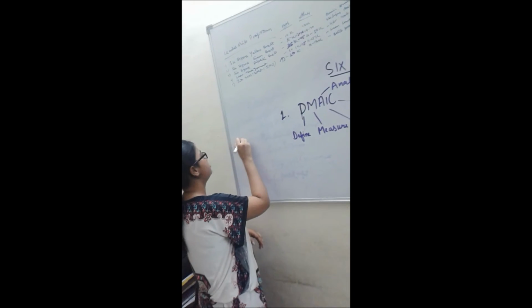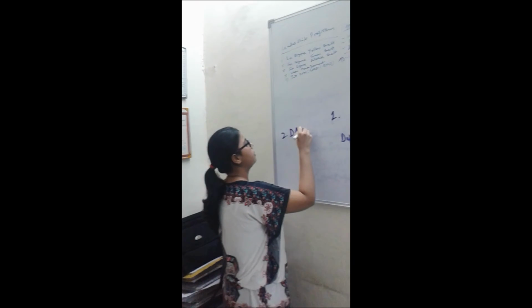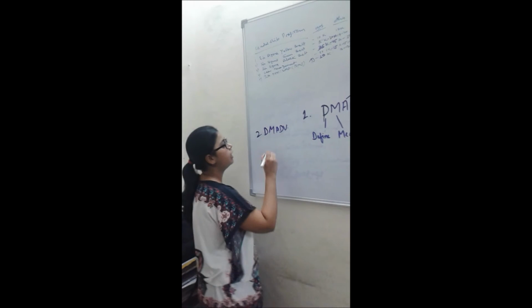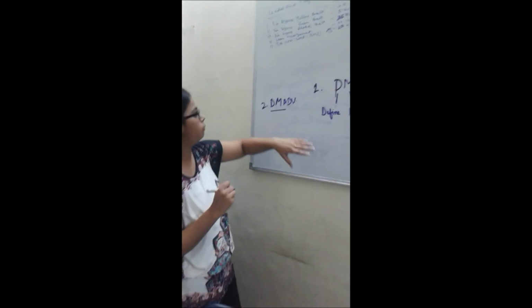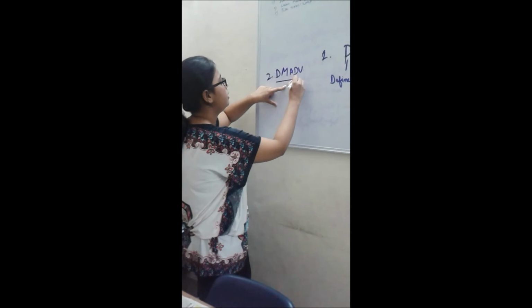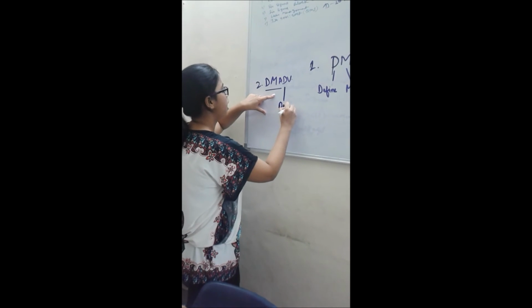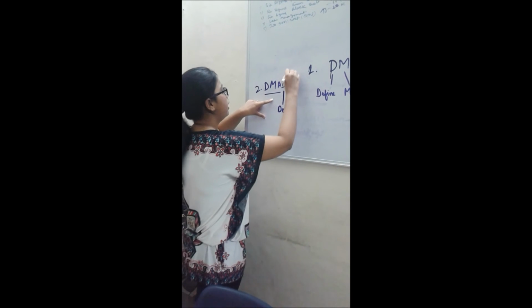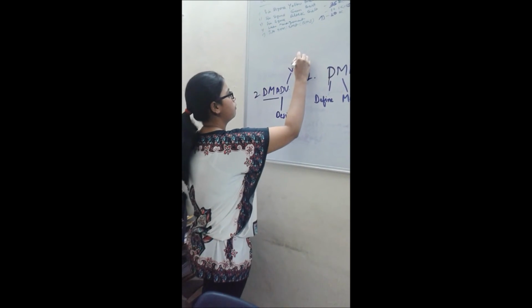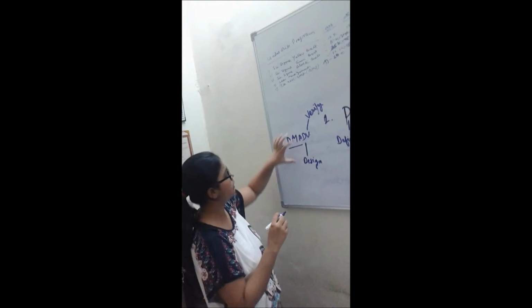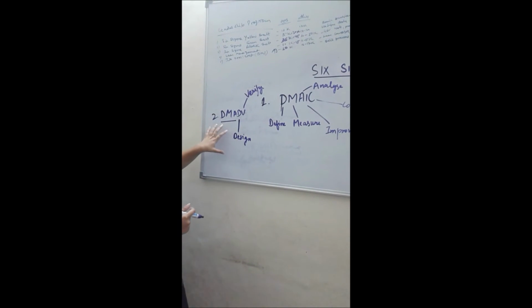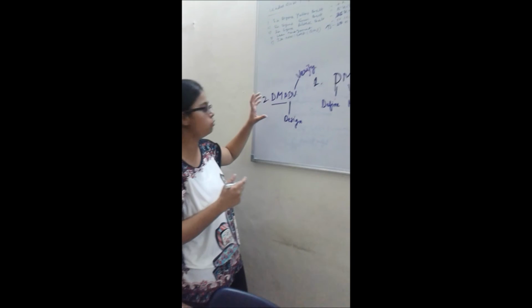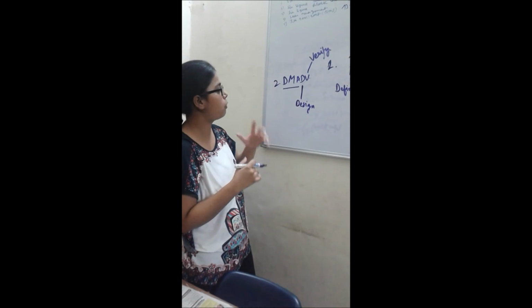Then the second one is DMADV, in which DMA is the same as define, measure and analyze, whereas D stands for design and V stands for verify. So these are the two components which are added to the previous step. So this model is used to create new products.